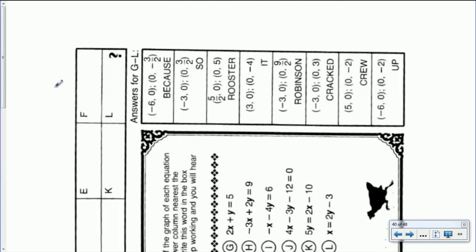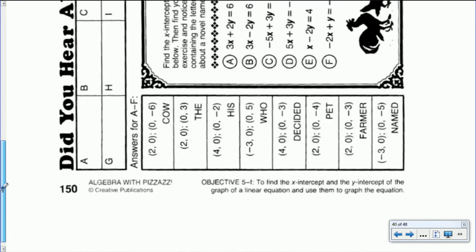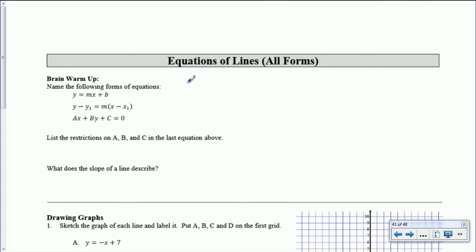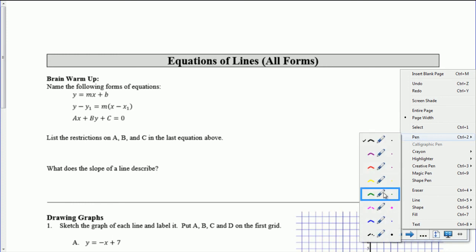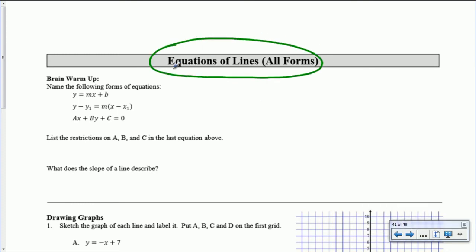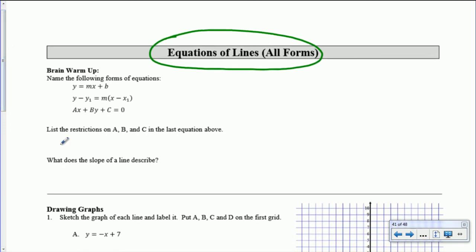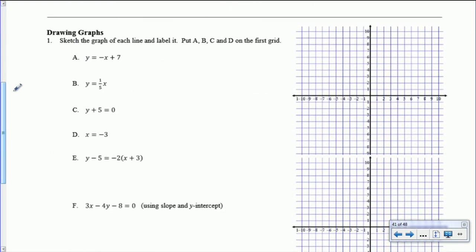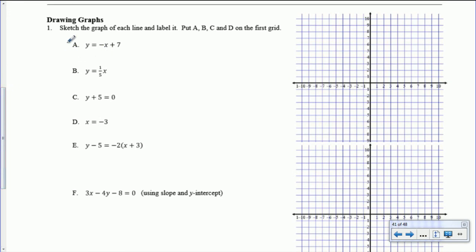Alright, some questions you can try out there. So, you try that out. For this part, I would like you to pause the video now and try both the front and the back of this page. We'll go through the brain warm up together, but I think you can do question number 1 on your own. You want to put A, B, C, and D on the first grid. These two you'll put on the second grid, so this one down here.